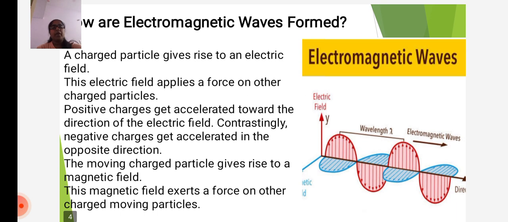How are electromagnetic waves formed? A charged particle gives rise to an electric field. This electric field exerts a force on other charged particles. Positive charges get accelerated towards the direction of the electric field. Contrastively, negative charges get accelerated in the opposite direction. The moving charged particle gives rise to a magnetic field. This magnetic field exerts a force on other moving charged particles.